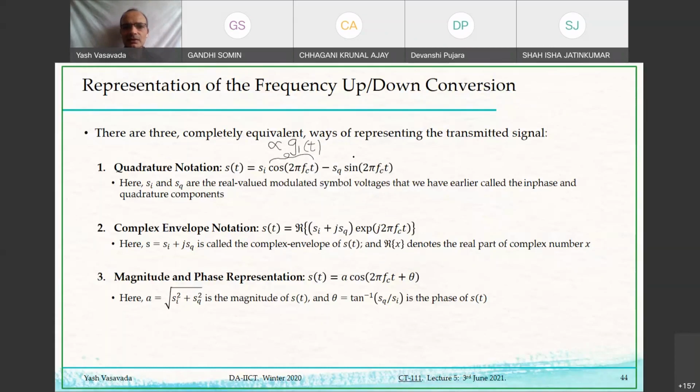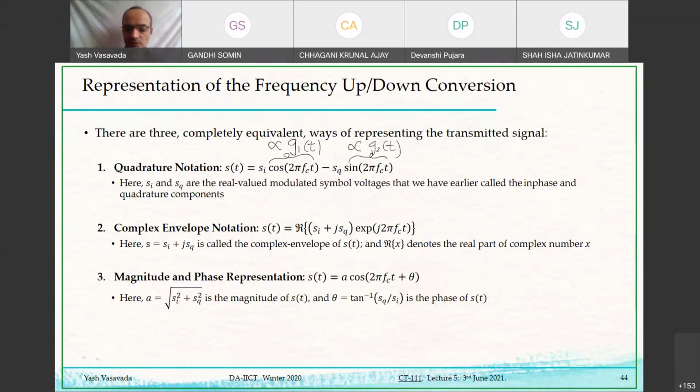And this was another function proportional to G2 of t. Sine and cosine, we call them in a generalized manner G1 and G2. And do you remember we had 2 requirements on this G1 and G2? Do you remember those?